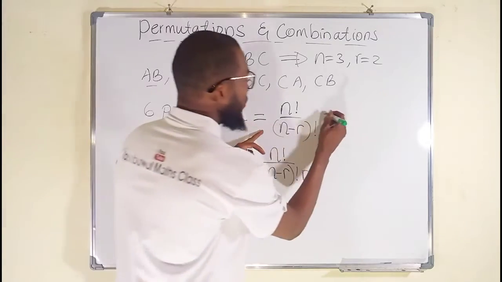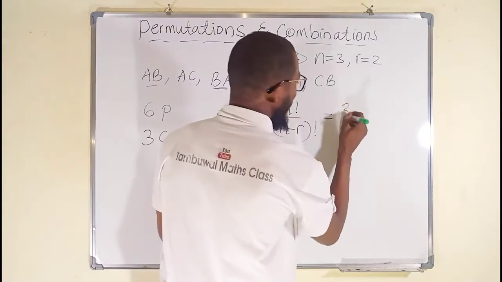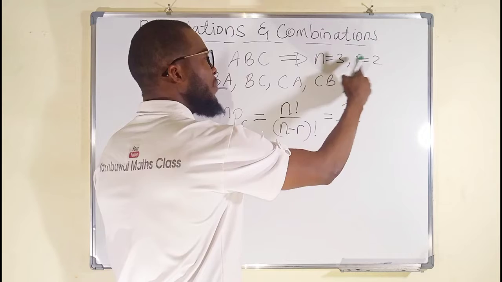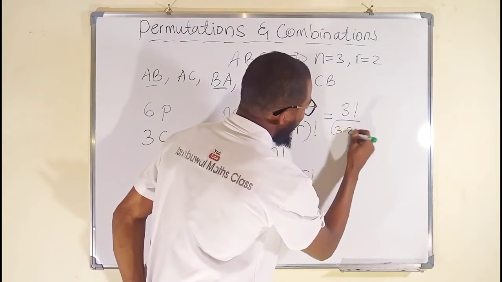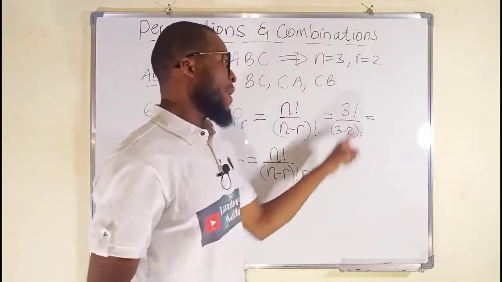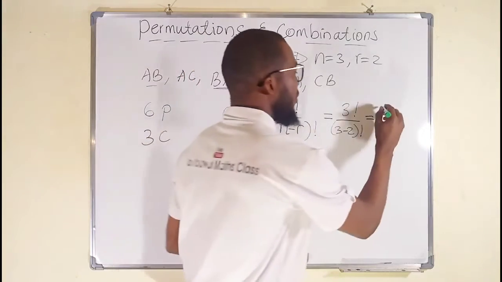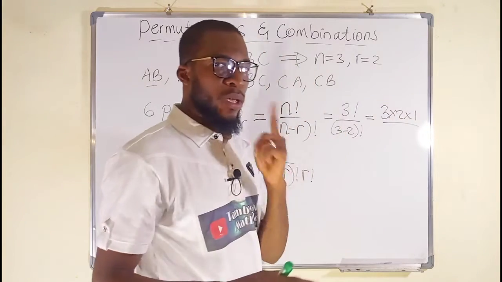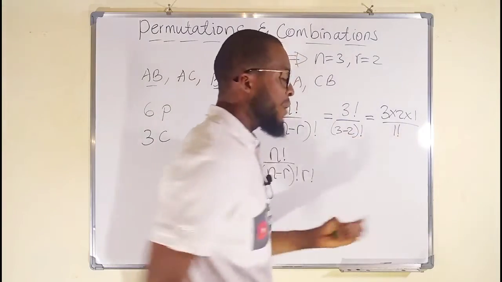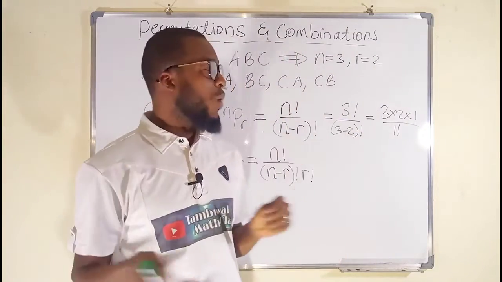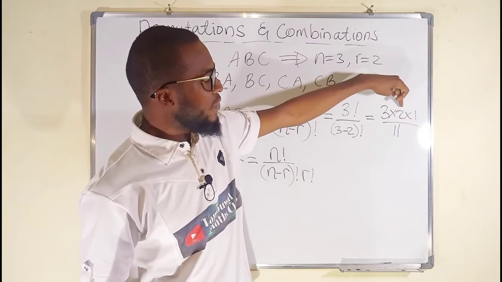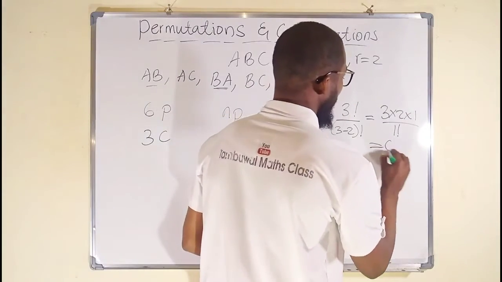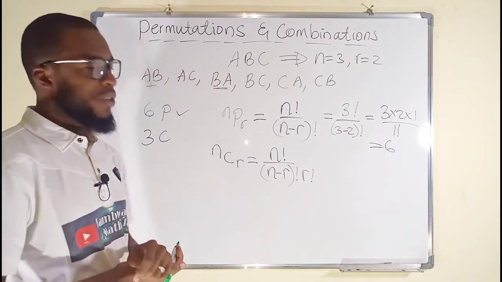For permutation, this is equal to, remember, N is 3, so we have 3 factorial divided by N minus R factorial. R is 2. 3 minus 2, also factorial. This is equal to 3 factorial, which means 3 times 2 times 1, divided by 3 minus 2, which is 1. So we have 1 factorial. Remember, 1 factorial and 0 factorial are all equal to 1. So we have 2 times 3, which is 6, times 1 is 6. Divided by 1 is still equal to 6. This is equal to 6. Can you see that? We have 6 permutations.